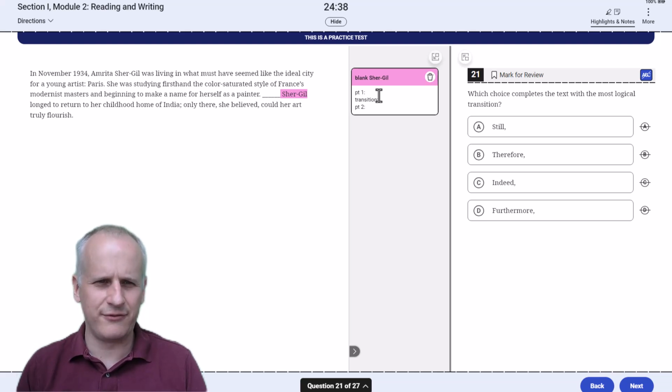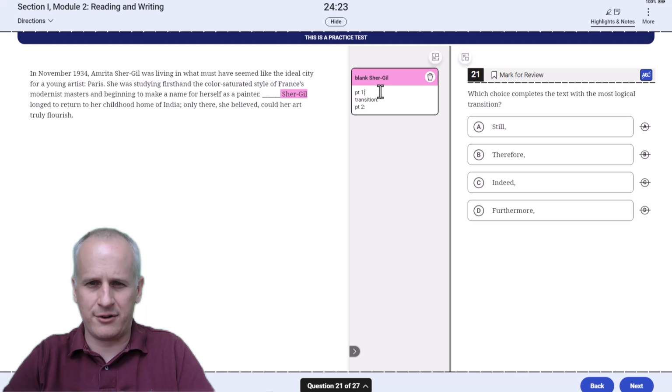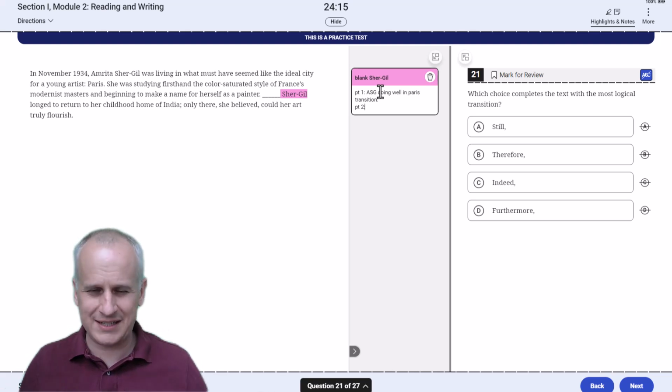In November 1934, we'll just call her ASG, was living in what must have seemed like the ideal city for a young artist, Paris. She was studying firsthand the color-saturated style of France's modernist paint masters and beginning to make a name for herself as a painter. So part one is just ASG doing well in Paris. So we've got that. We're going to skip over the transition. We're going to read what comes after the blank.